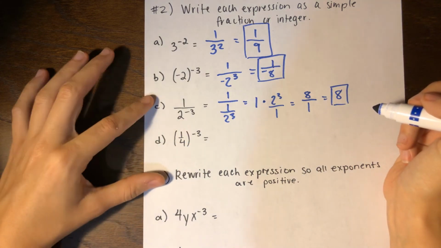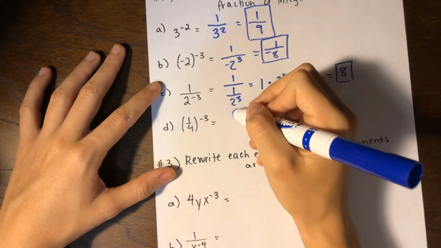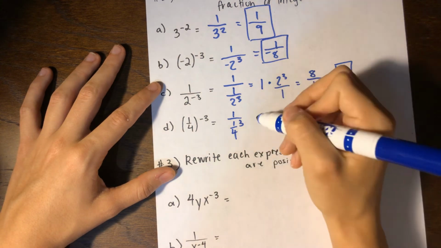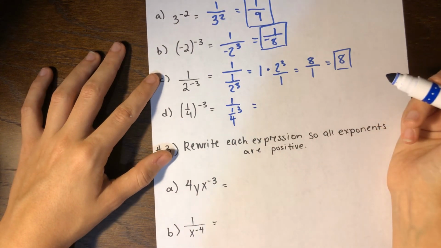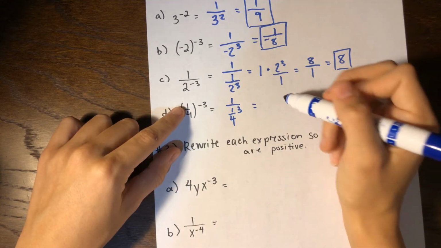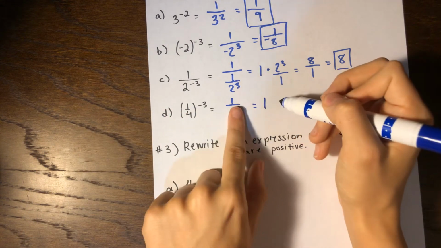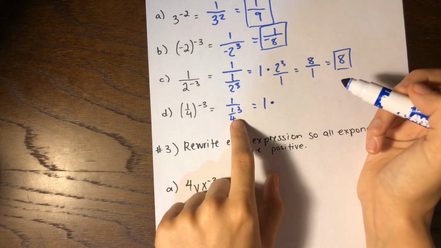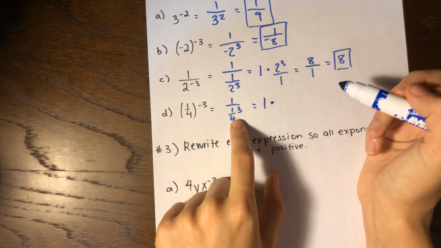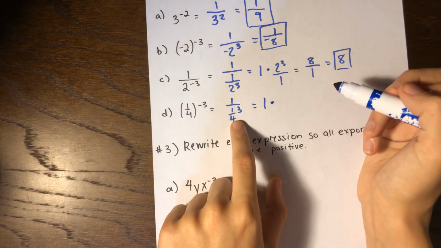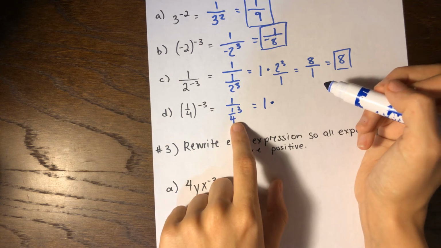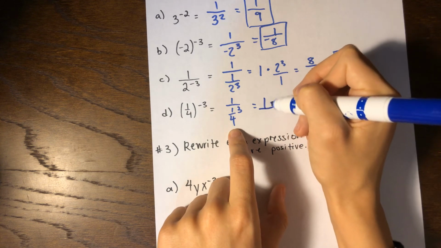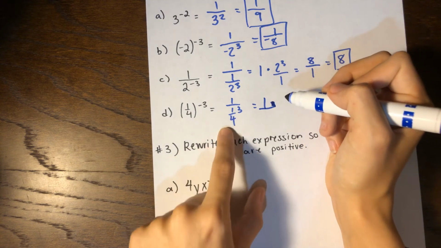Okay, the next one, we have 1/4 to the negative third. Again, we're going to write 1 over 1/4 to the positive third. So what I'm going to do is keep that, right? Change the divide to multiplication, and then flip. Well, let me back that up. Before I do that, 1 divided by, and I have 1/4 to the 3rd power.